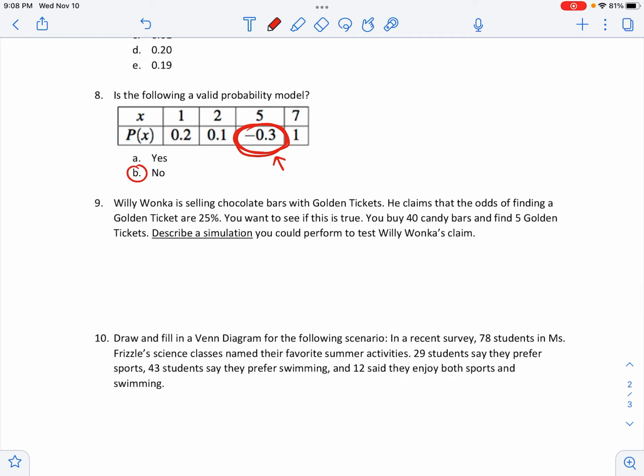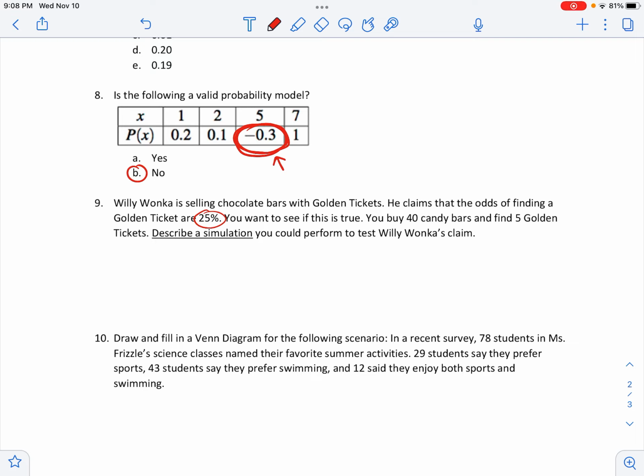All right, number 9. Willy Wonka is selling chocolate bars with golden tickets. He claims that the odds of finding a golden ticket are 25%. You want to see if this is true. You buy 40 candy bars and find 5 golden tickets. Describe a simulation you could perform to test Willy Wonka's claim. A lot of you tried to apply the law of large numbers to this problem, and you said, go to the store and buy as many candy bars as you can afford, and you tried to simulate this using candy bars. But you cannot do that.